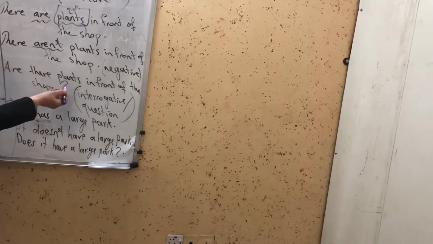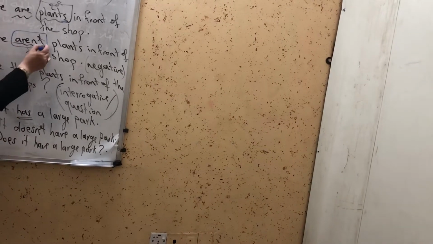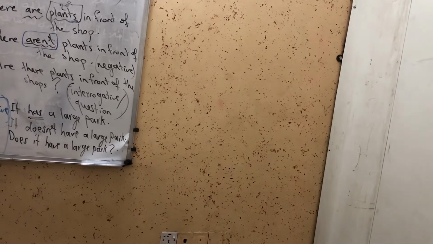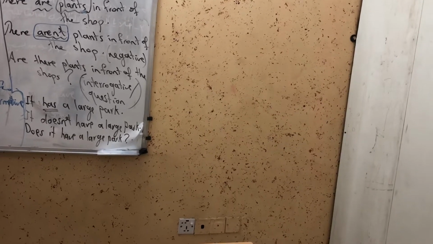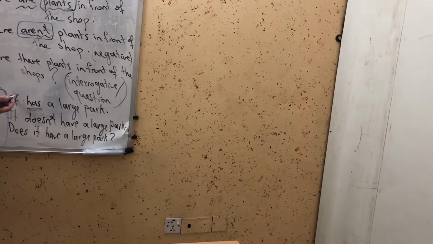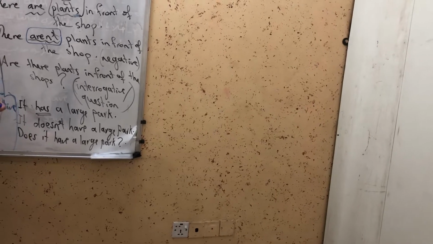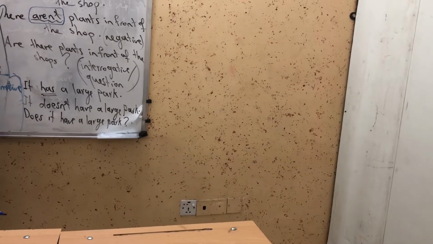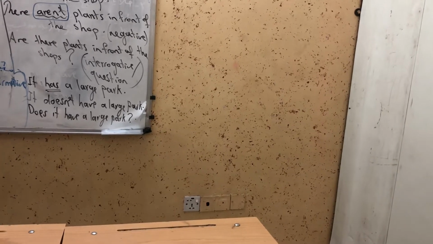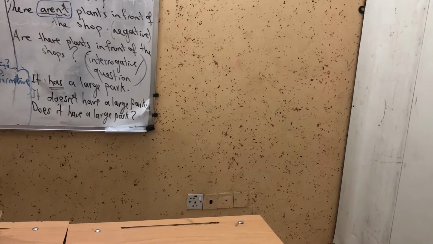This is negative. How did I change it to negative? I just added not to are and it became aren't. If I want to change into interrogative or into a question, I put the verb before the subject. What is the verb? Are, and the subject is there. So it becomes are there. And I complete: plants in front of the shops. So we have are there plants in front of the shops. Now what's another thing I have now? It has.